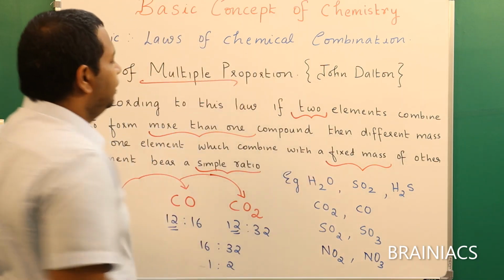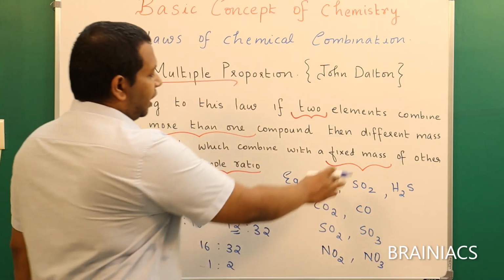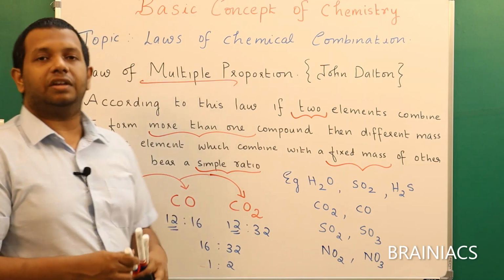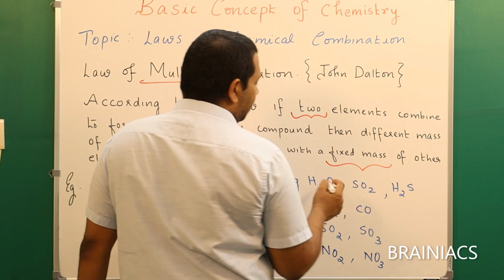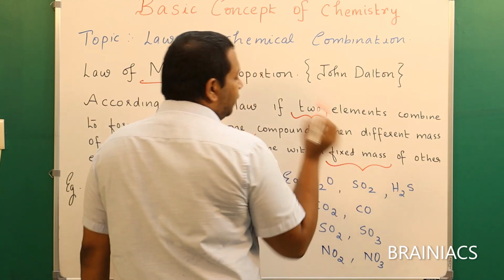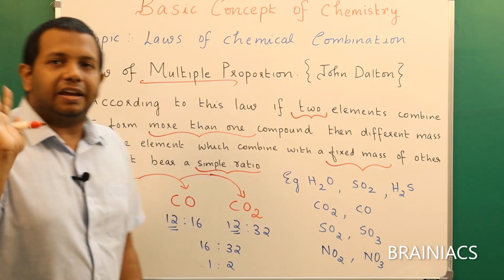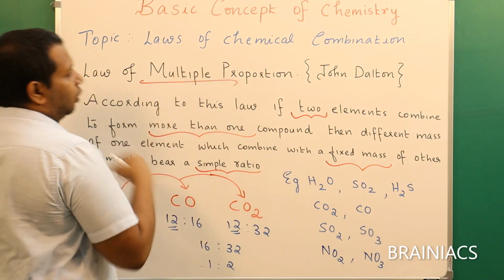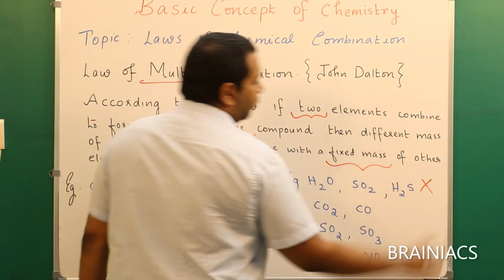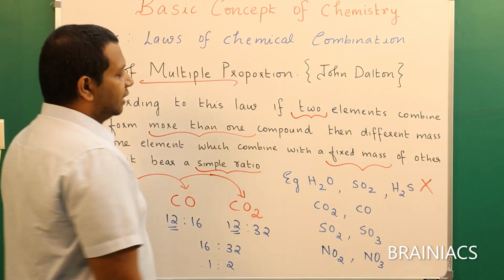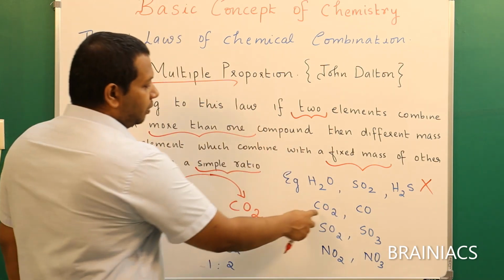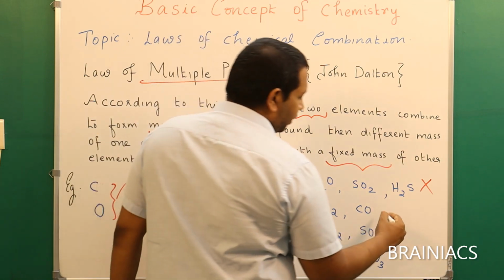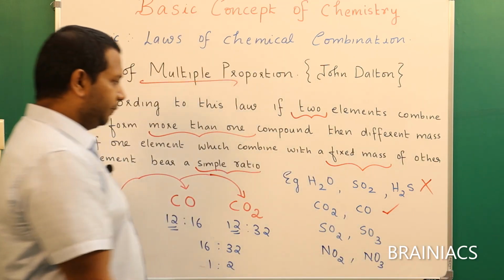Okay, if you are given these examples, can you tell me which among the following illustrate the law of multiple proportion? In the first example, hydrogen, oxygen and sulfur are there. Three elements are there, so I can surely say this will not follow the law of multiple proportion. In the next example, only carbon and oxygen are there. Only two elements. They combine to form carbon dioxide and carbon monoxide. So this will follow the law of multiple proportion.